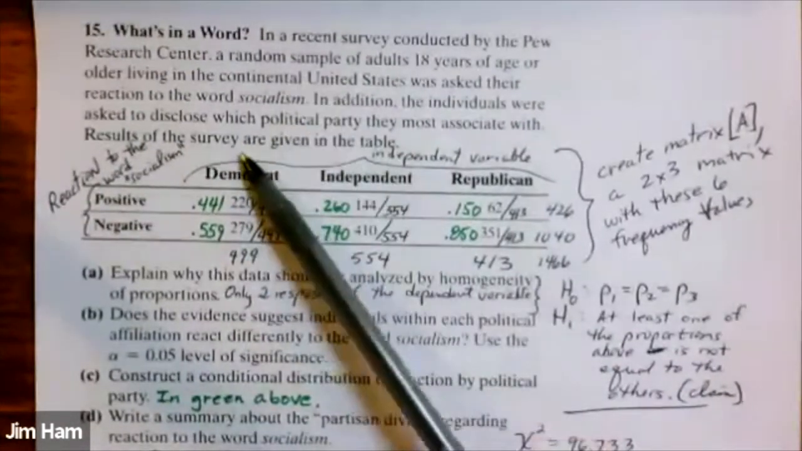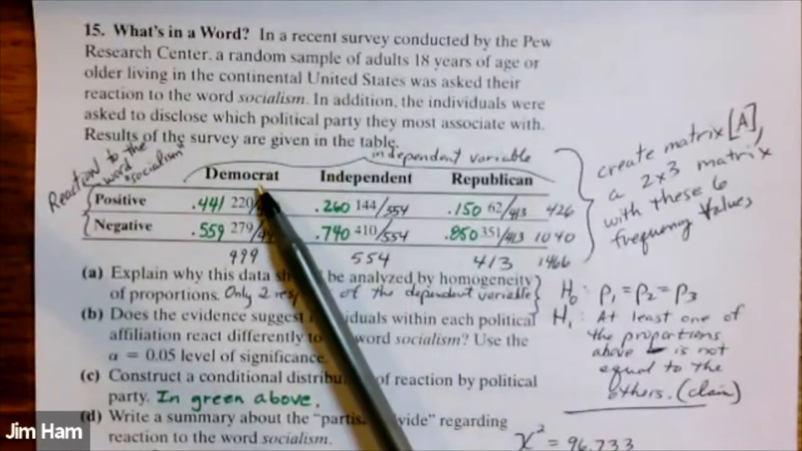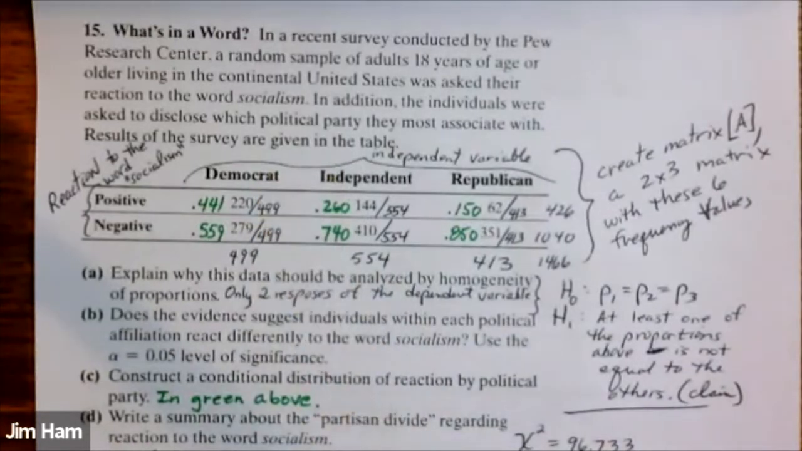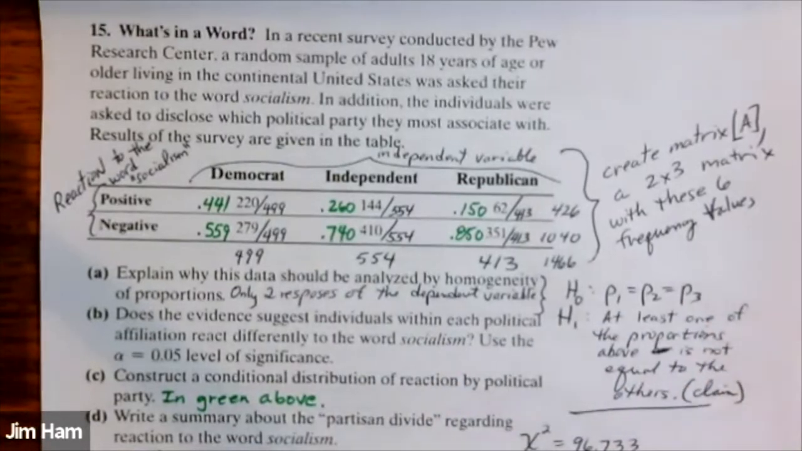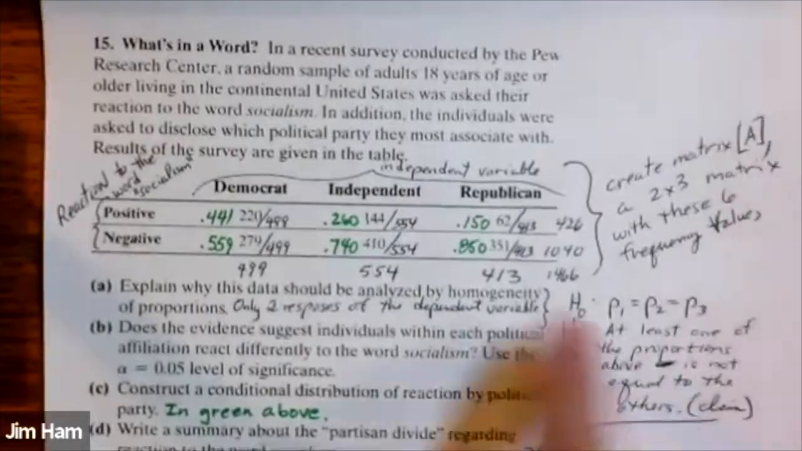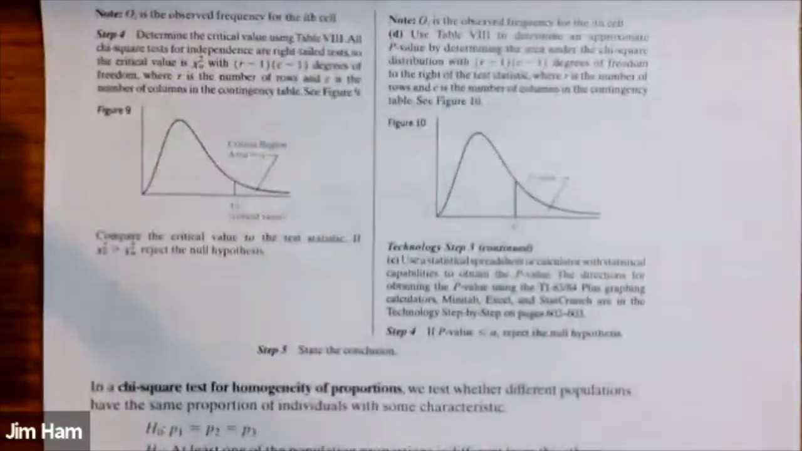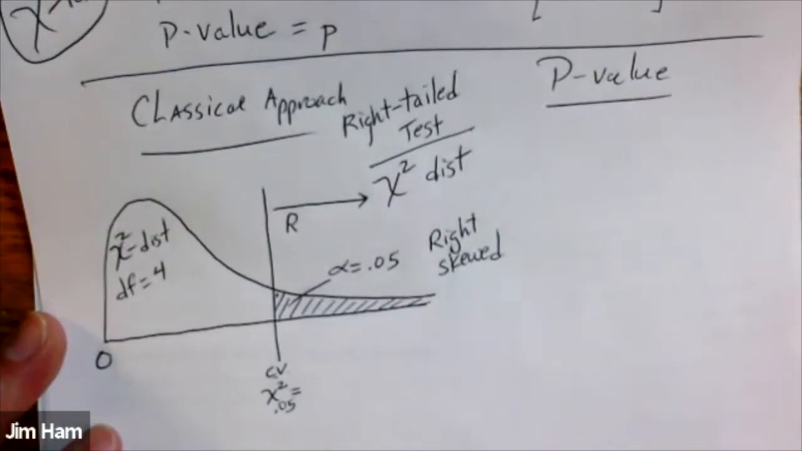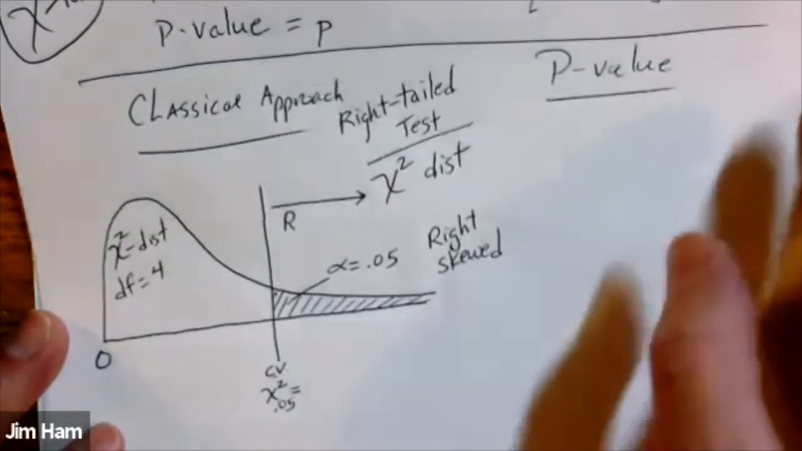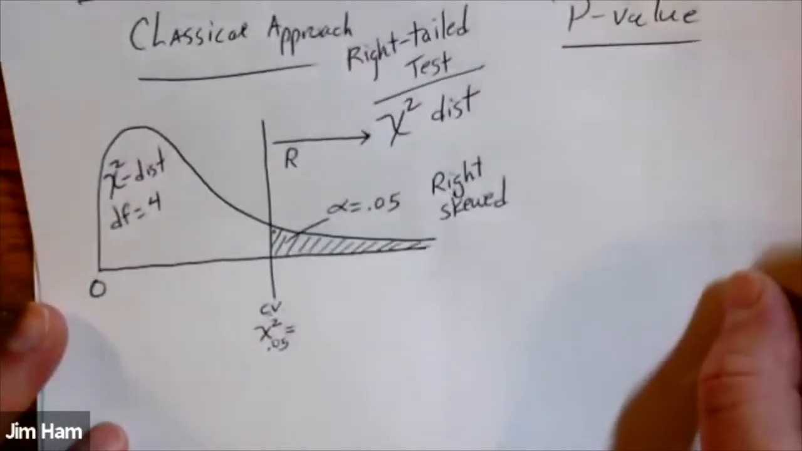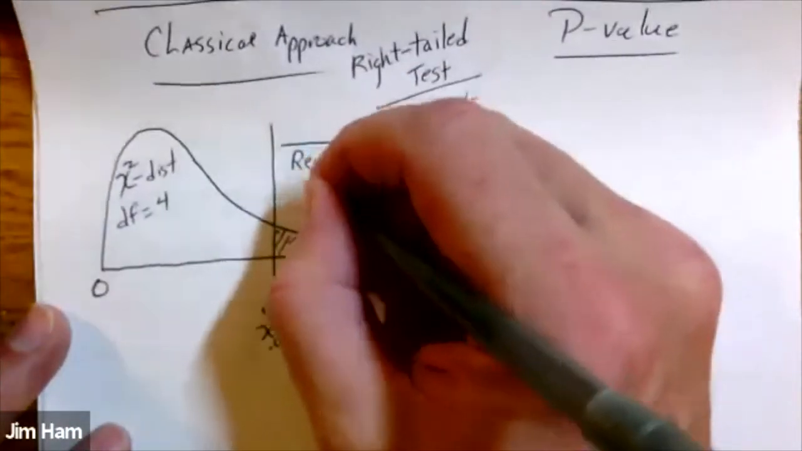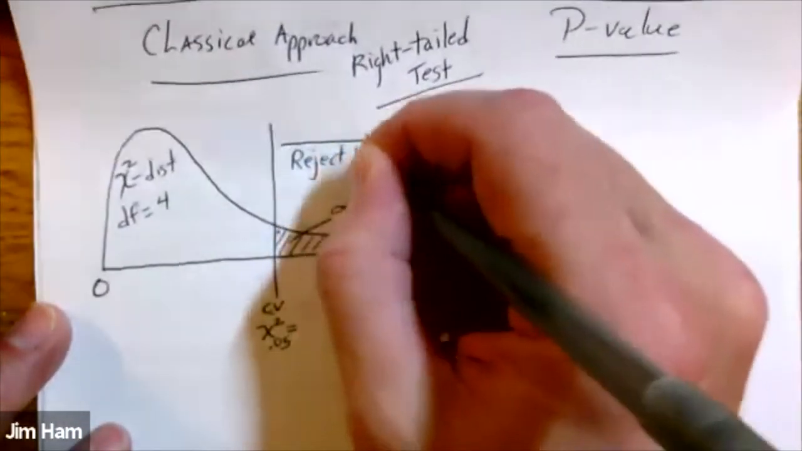And then there's another one where they looked at Democrats, independents, and Republicans and asked them, do you have a positive or a negative reaction to the word socialism? And so there's another one there. So you're going to see tables of frequencies in all of these examples. And we're going to get this value from a new table. And the table is going to read in a very similar way to the t table.